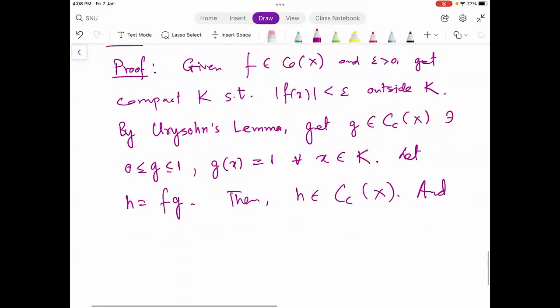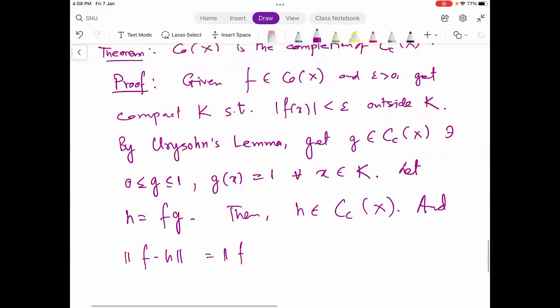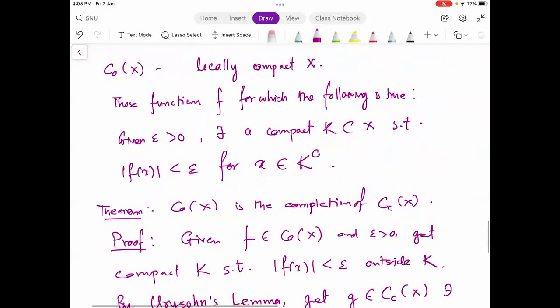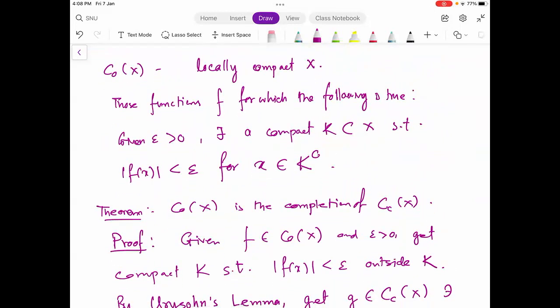Then h belongs to C_c(X), and if you look at the norm of f minus h, what is it? It's the sup norm. Oh, by the way, why do we consider these functions which are small outside a compact set? So that precisely we can give them the sup norm. For C_0(X), the norm is the same as for C(X) when X is compact.